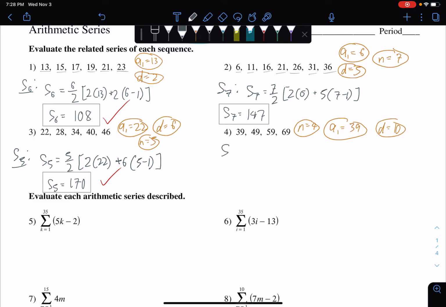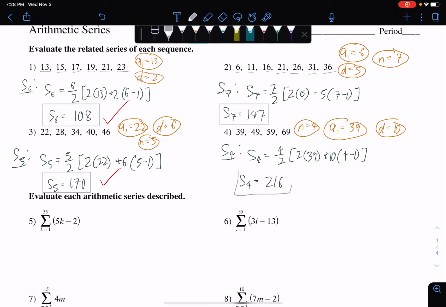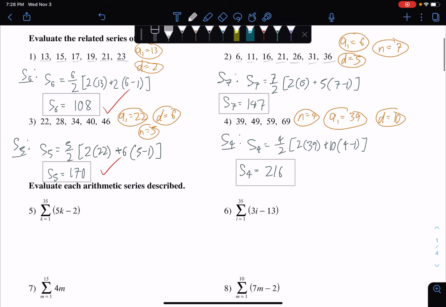Let's make an equation. S sub 4 is equal to 4 over 2 times the quantity 2 a sub 1, which is 39, so 2 times 39, plus 10 times the quantity 4 minus 1. S sub 4 is equal to, place it all in the calculator, our answer would be 216. And with that, according to the answer key, these are correct.